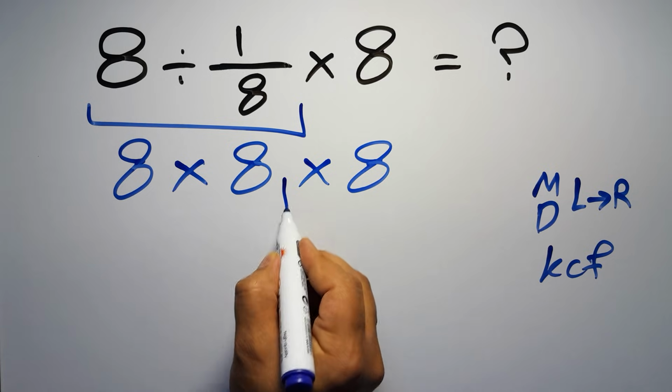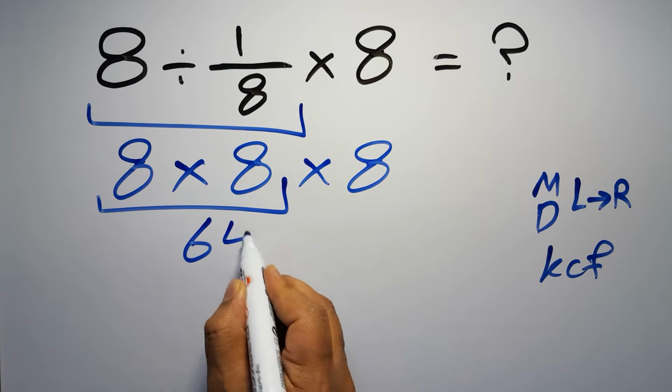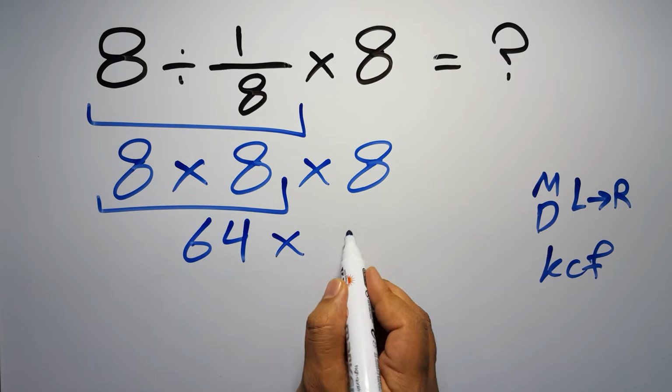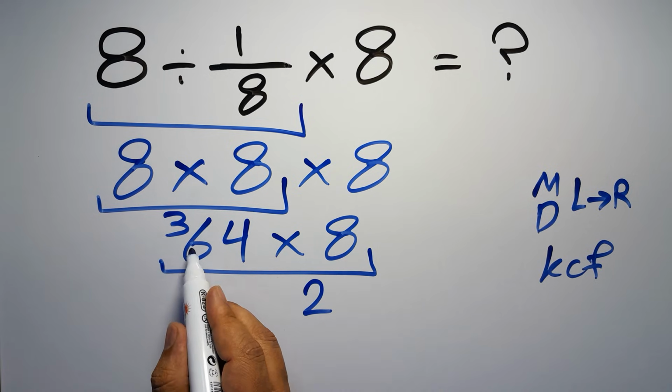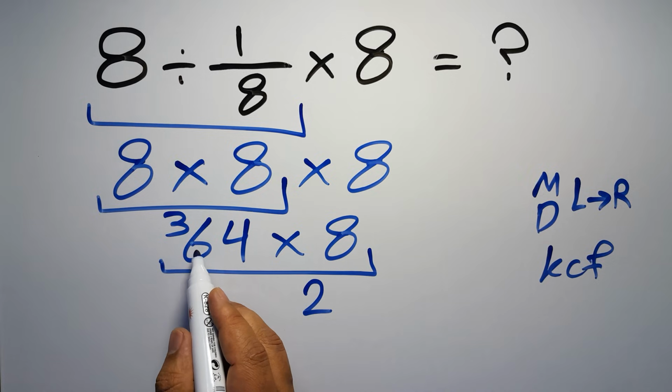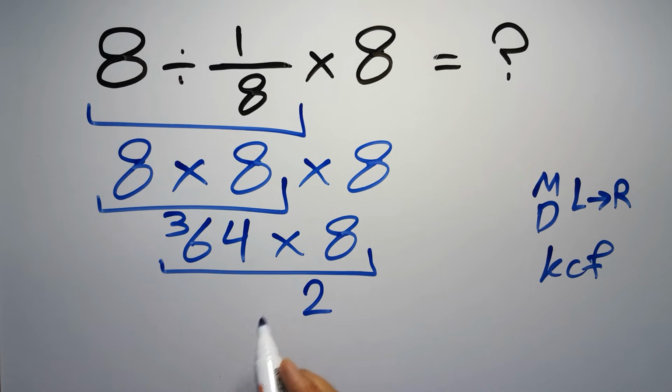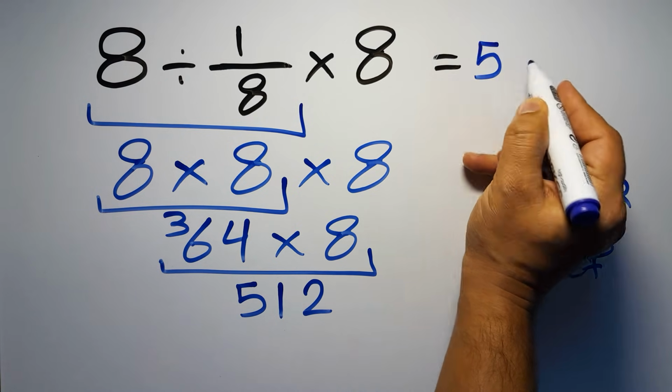8 times 8 is just 64, and 64 times 8. Okay? 8 times 4 gives us 32. We write 2 here and carry 3 here. 8 times 6 equals 48, and 48 plus 3 gives us 51. So 512. And this is our final answer to this problem. The correct answer is 512.